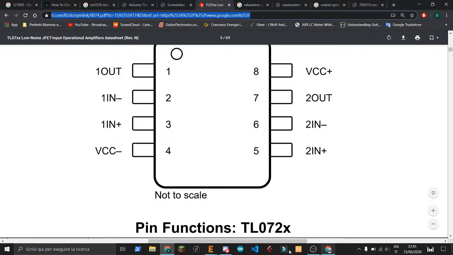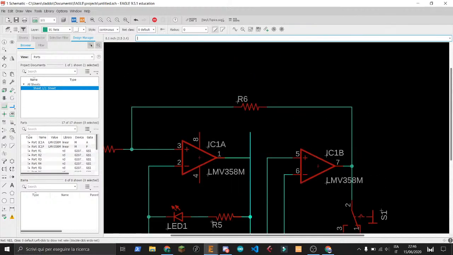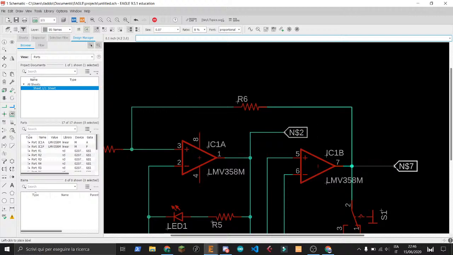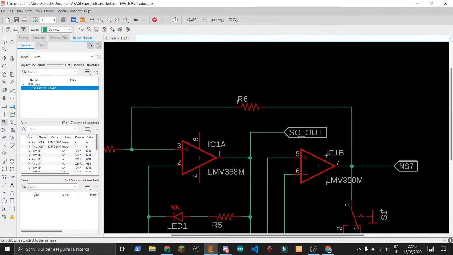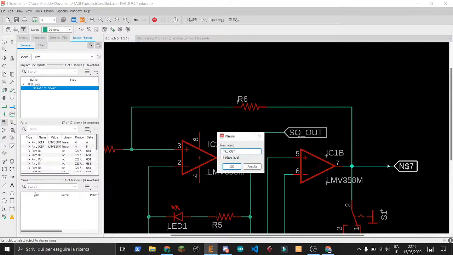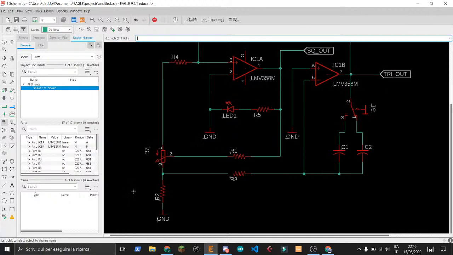Okay, one out. So this is true. Yeah, this is what I meant. Let me add some labels. X reference on, and X reference on. Let me add some names. Square out and triangle out. So yeah, that's the whole schematic. Okay. This is not a symbol layout. This may be too oversimplified. True.